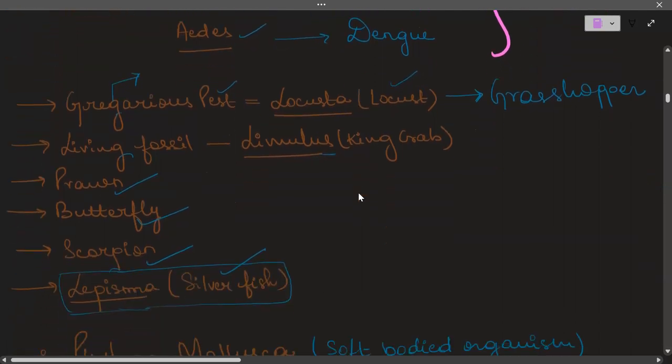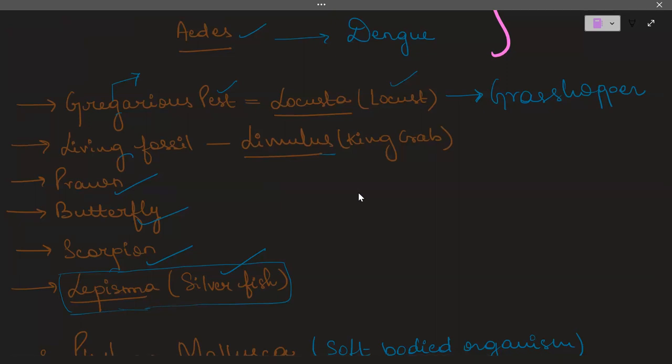Moving forward, the gregarious pests. Some of the arthropods are also gregarious pests, such as Locusta, that is grasshopper. What does it do? It destroys the vegetation. Then there is king crab. The scientific name of king crab is Limulus. It is a living fossil, meaning right from the beginning of its origin and up till now, it has not changed one bit. So it is known as living fossil.